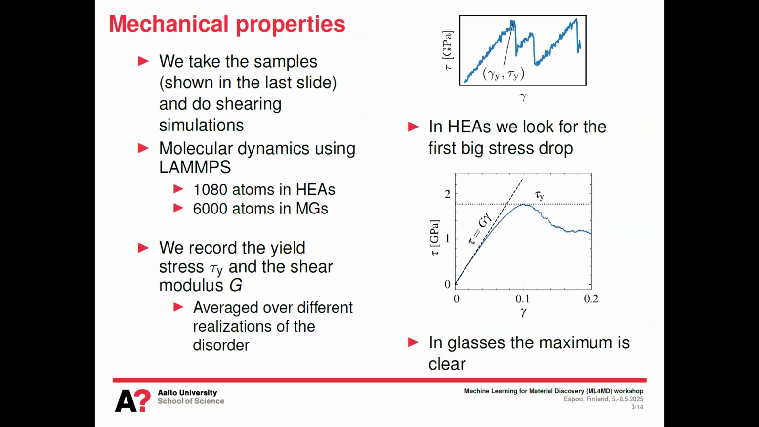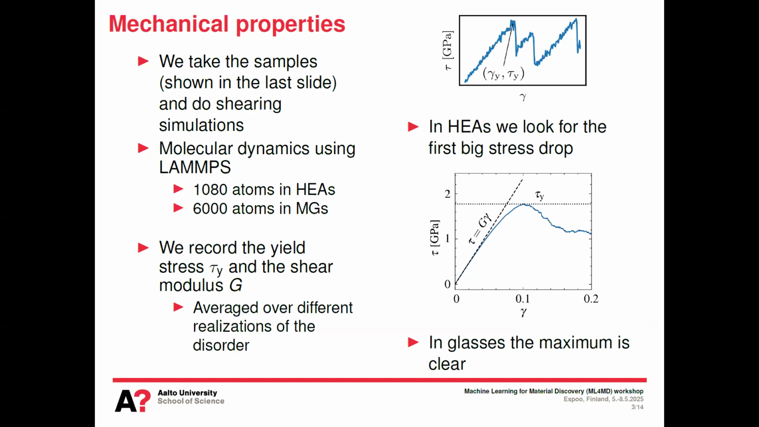So what are the mechanical properties that we care about? Well, we take the sample shown in the last slide and do shearing simulations. So you just do this. We do this using LAMMPS and somewhat small system sizes. So for the high entropy alloys, we had 1080 atoms and 6000 for the metallic glasses. But we did test for the high entropy alloys. We went 2 orders of magnitude higher and saw that there's no great changes. And with the metallic glass, we went almost 1 order of magnitude higher.